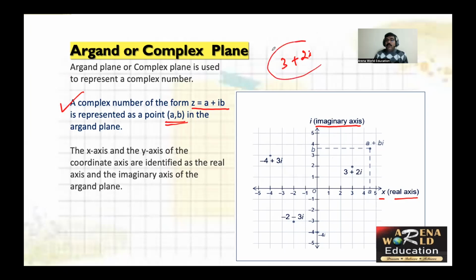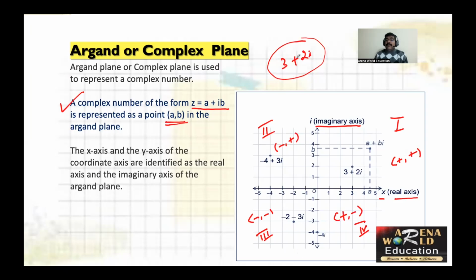3 plus 2 iota. So here, if we talk about Argand plane, the quadrants are same. This is the first quadrant, second quadrant, then third quadrant, fourth quadrant. In first quadrant, both are positive. In second quadrant, x is negative, but y is positive. In third quadrant, both are negative. In fourth quadrant, x will be positive, but y will be negative.